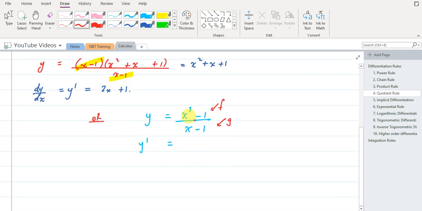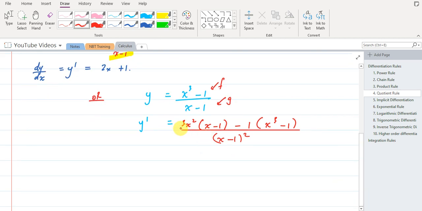If I differentiate the top, I'm getting 3x squared, leave the bottom, which is x minus 1, subtract, differentiate the bottom, which is 1, and leave the top, which is x cubed minus 1, divided by the squared denominator, x minus 1 all squared. Let me try to open this function up and see what we get.